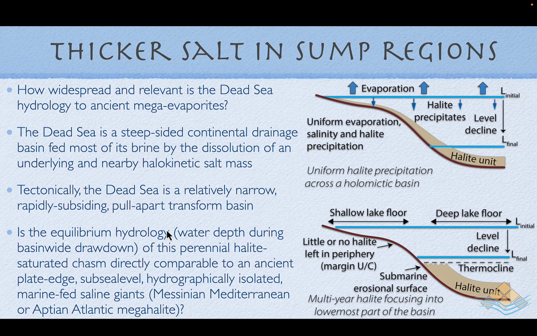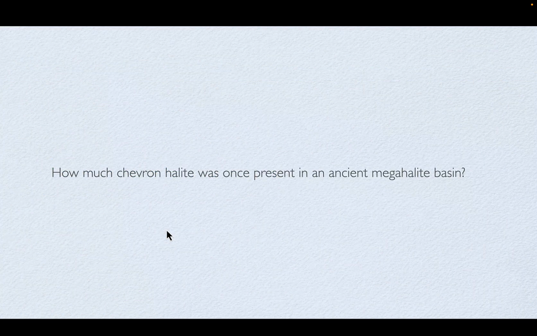The problem that we have is how much texturing we see preserved in ancient megahalite basins. We need to ask the question, how much chevron halite, that's indicative of relatively shallow water conditions and oscillating, fluctuating hydrological conditions, was once present in an ancient megahalite basin? That's a highly problematic question, as we'll see in a couple of modules' time, because most of the halite we see in the subsurface has been recrystallized. So we lose that chevron texture and we end up with mosaic and biaxially stressed textures, especially if we're looking at halokinetic salt in many megahalite basins.